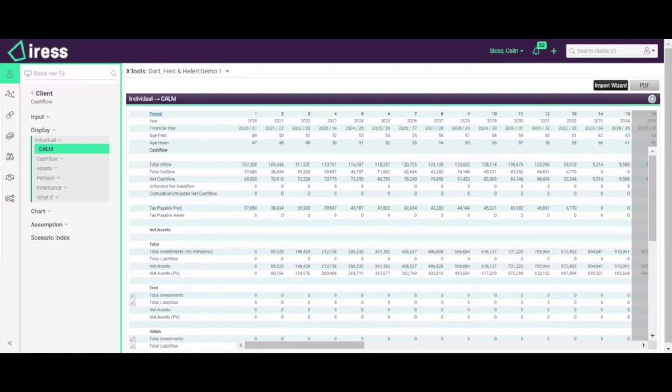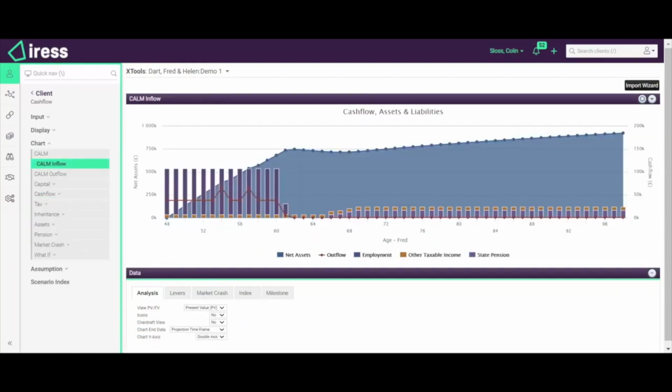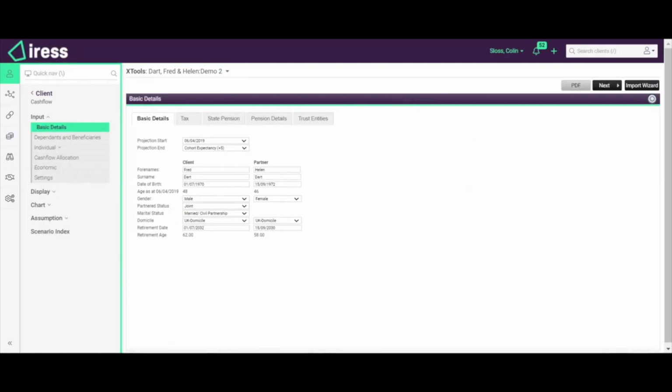The output can be viewed as a spreadsheet. In fact, it can even be taken into a spreadsheet if you want to manipulate further. But most clients use the chart functionality to look at the overall financial situation for this client. There are a number of charts in the system which can record things like inflows and outflows, the overall position of the client, and different scenarios can be compared side by side.